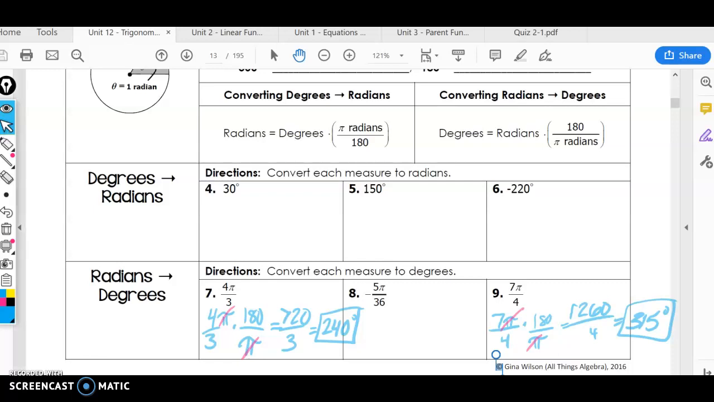Really easy video. We're not going to do any more of the back. That's going to be saved for another video. So write down any questions you have on converting radians and degrees, and we'll do an activity tomorrow.